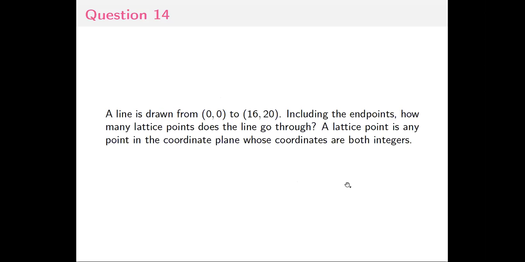Okay, next question. So it would be, wait, let me double check. So Lillian 0, Catherine 0. Lillian 1, Catherine 0. So next question. A line is drawn from the origin to 1620. Including the endpoints, how many lattice points does this line go through? Catherine. That is correct. So Catherine 1, Lillian 1. Next question.